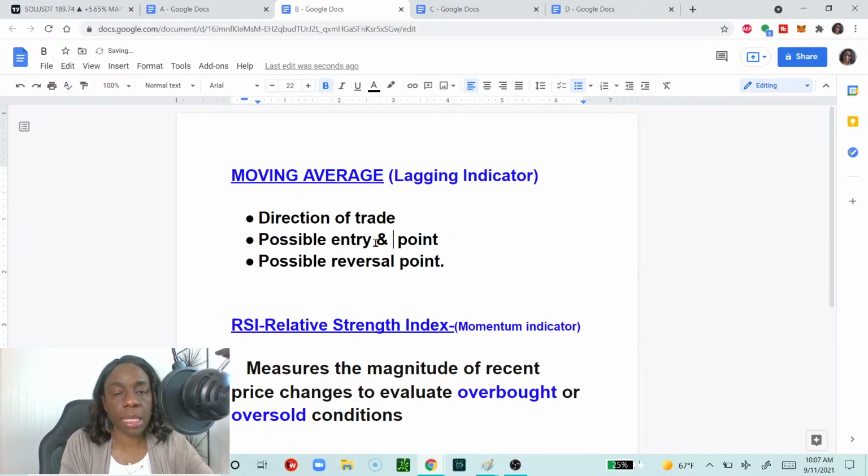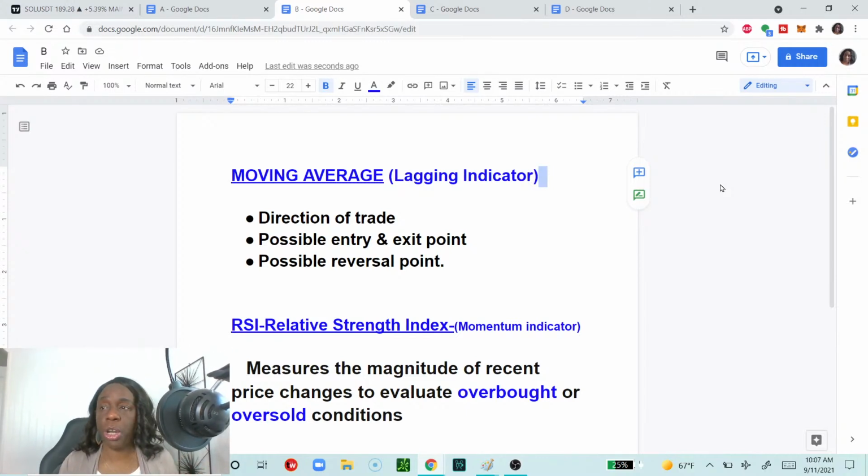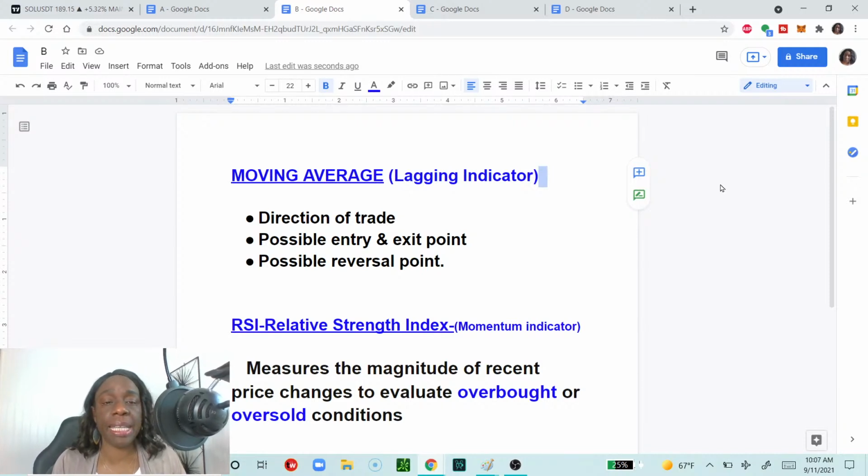Okay, and that's in caps. So let's start again. Possible entry and exit points. So that's what a moving average can do for you on your charts. Another thing a moving average can do for you is it can inform you of possible reversal points.